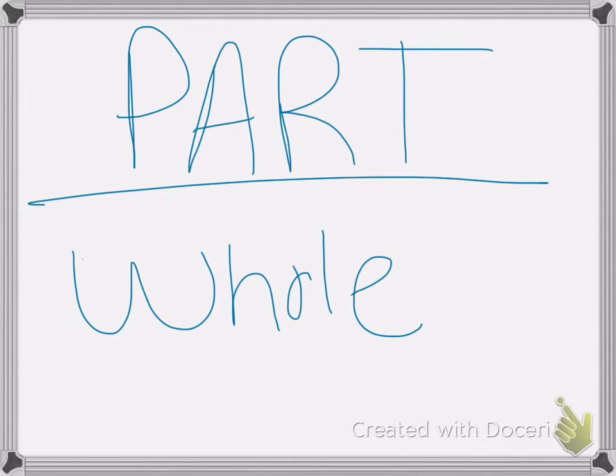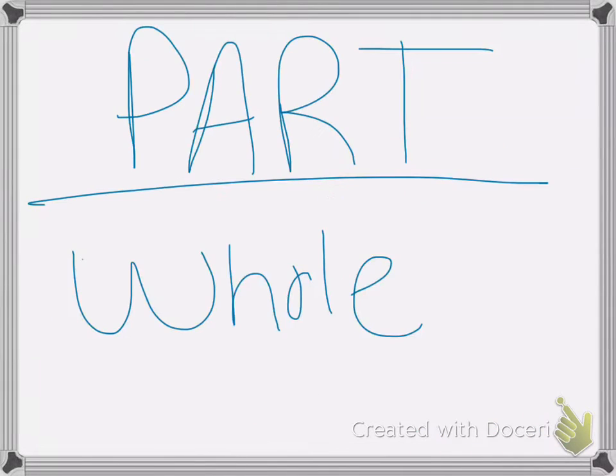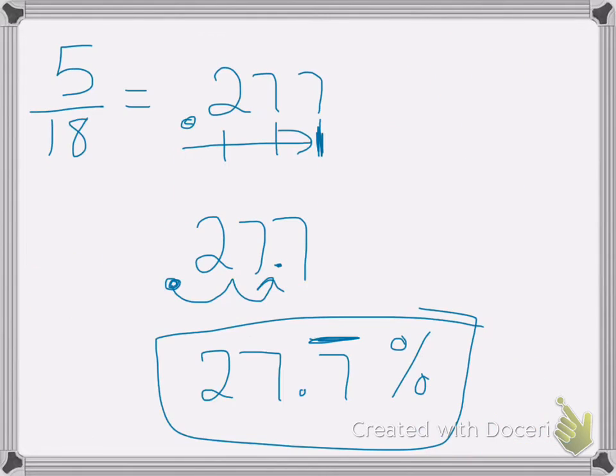So if we go all the way back to our question, how much percent of the toys are toy cars? Well, about 27 or 28% are cars. If you want to be exact, it's 27.7 repeating, so don't forget the repeating percent in this case. That was a kind of extensive application of it.